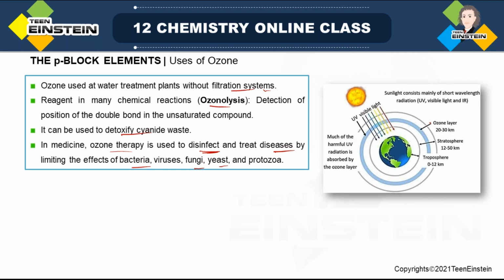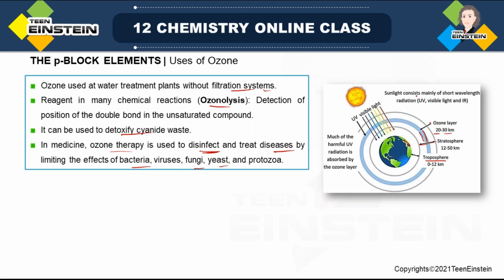Now we will see ozone depletion, which is a very important phenomenon. There are different layers in the atmosphere. This is the troposphere, which is 0 to 12 kilometers from the Earth's surface. The next one is the stratosphere. Now in the stratosphere zone, you can see this is the ozone layer, which is around 20 to 30 kilometers from the surface of Earth.